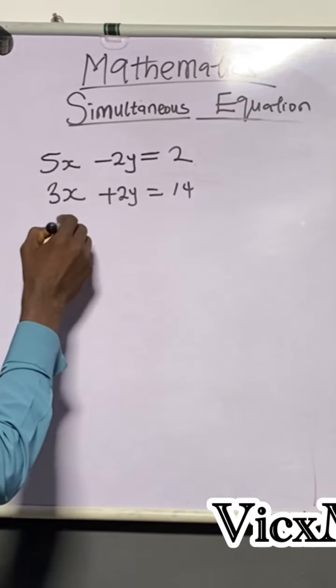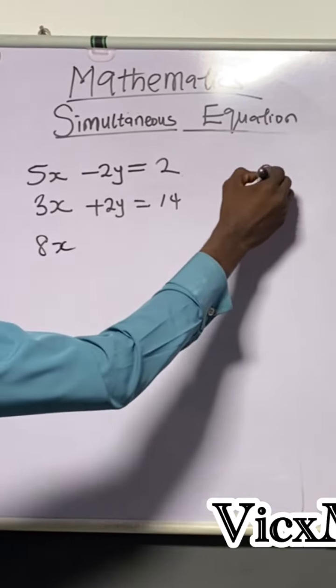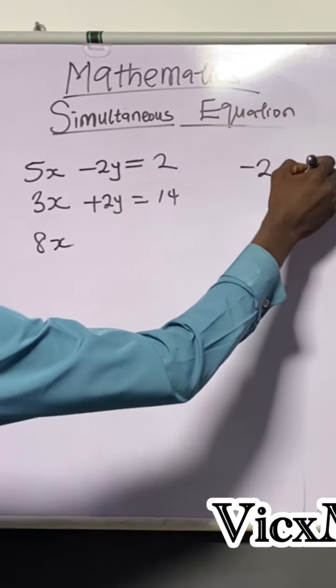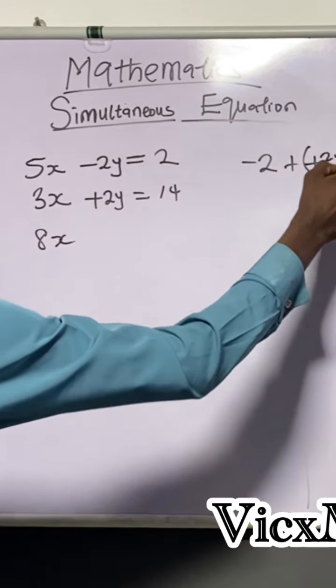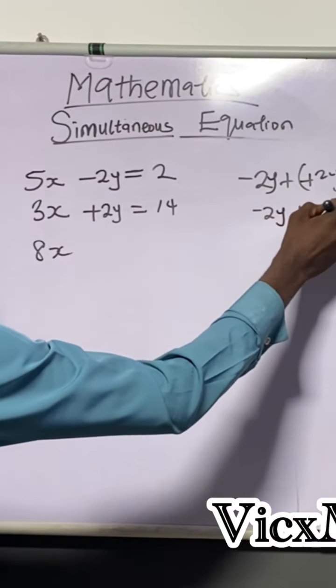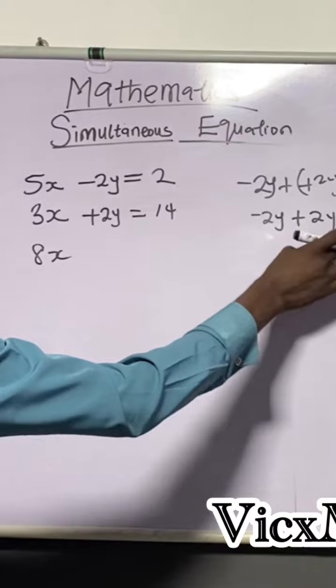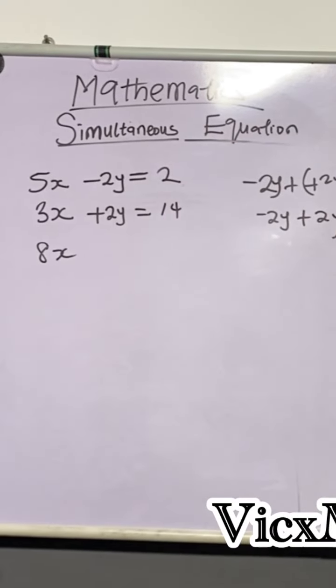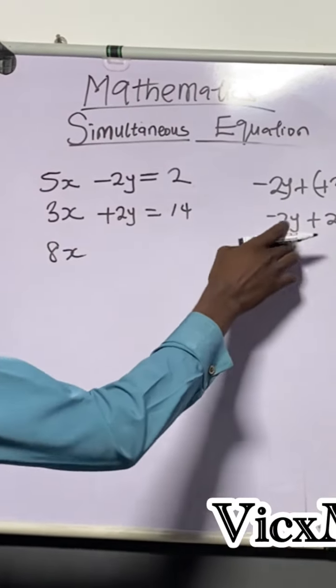This plus this will give us 8x. This plus this, see it here, minus 2y plus 2y. Plus plus is plus, so we have minus 2y plus 2y. You are owing 2y and you have 2y. That is 0. Believe me that this is 0. Please, this is never minus 4y.